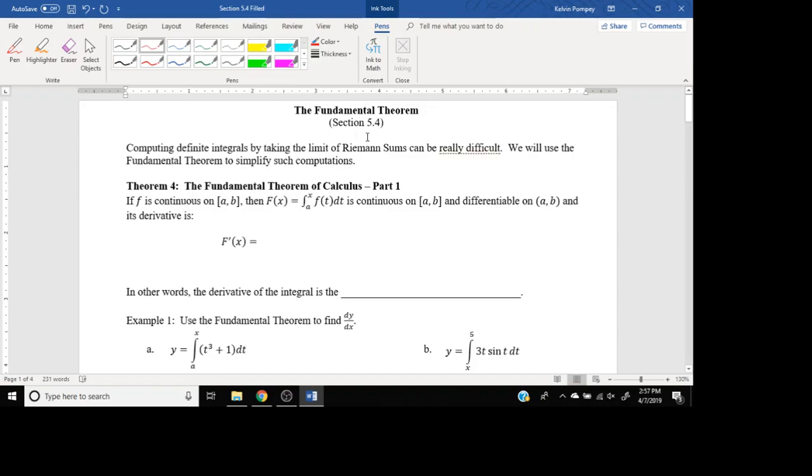In this video, we're going to talk about the fundamental theorem of calculus. This is section 5.4 for Math 141.